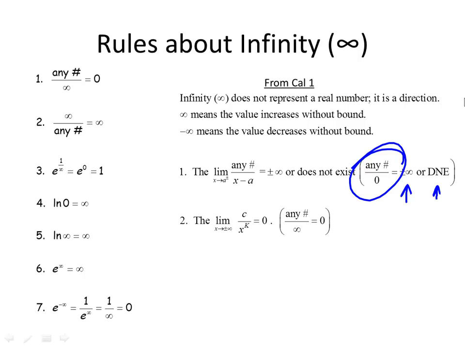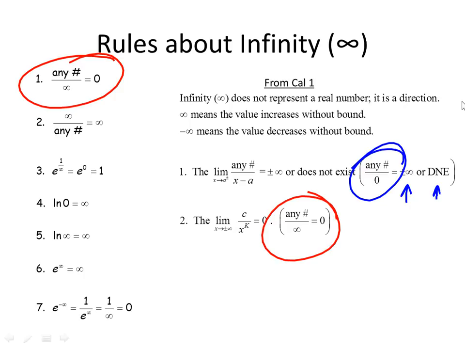I don't care about the direction. In Cal 1, we did do positive infinity and negative infinity. We're not going to worry about that here. And then number 2, any number over infinity, that goes with number 1. Any number over infinity is 0. So those are the 2 biggies that we're going to be dealing with a lot.